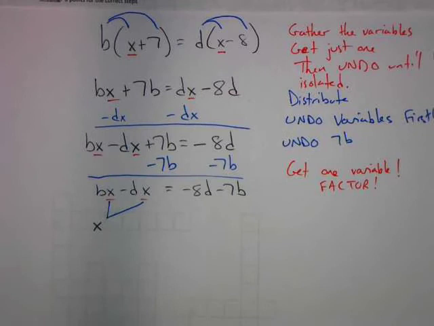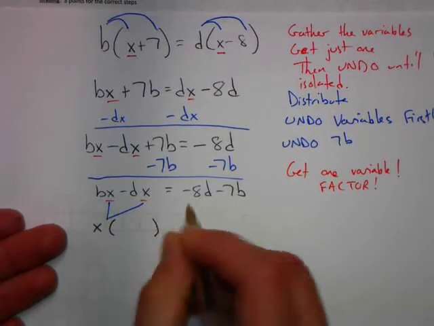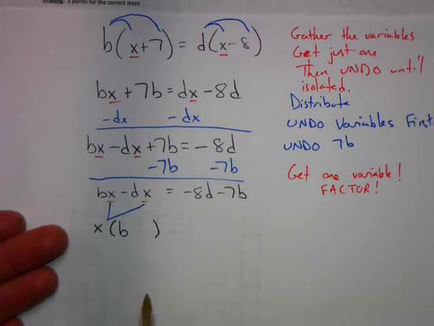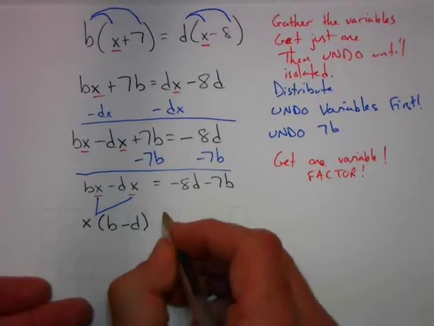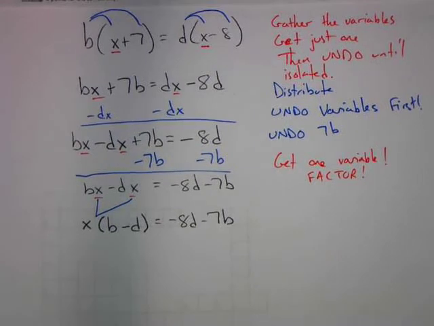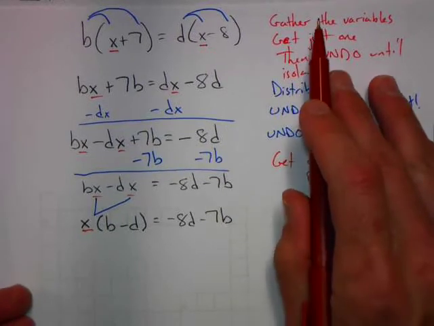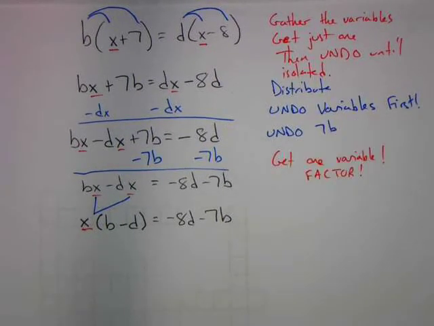And if I take the x out of what's there, what will I have left? What will be left is the b, because I took the x out, and then the minus d. And that's that trick of factoring. And now take a look. Only one x, only one variable. So we gathered the variables together and got just one. Now that there's just one, let's undo until it's isolated.